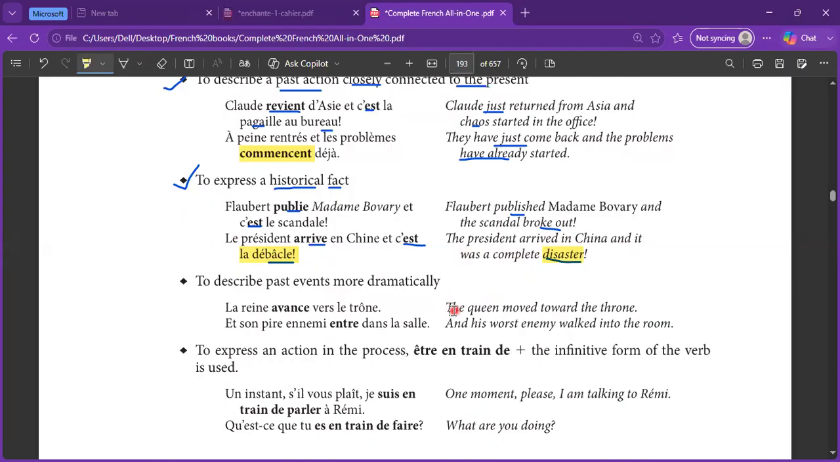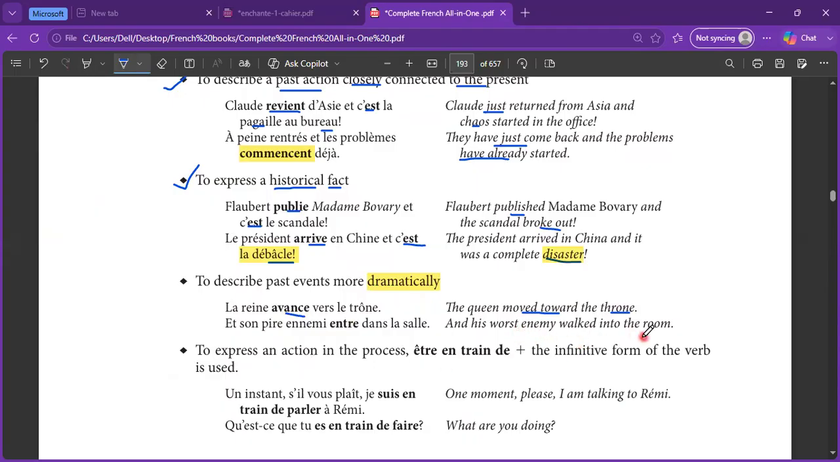Okay. And when that comes to my next usage of the present tense, when you are describing the past event, but more dramatically with a drama. Like the queen moved toward the throne. Now it is again like we are describing a story. La reine avance vers le trône. Like a movie scene you're describing to other person.